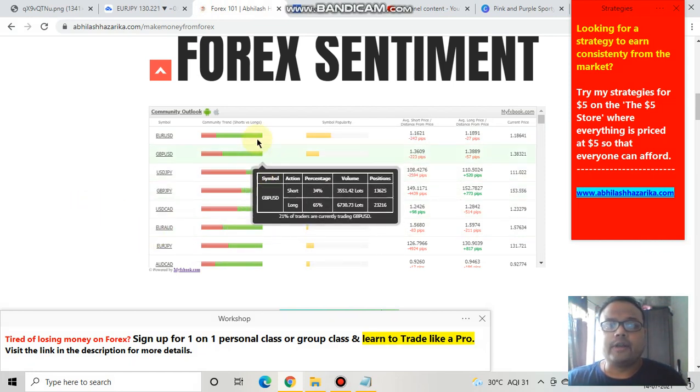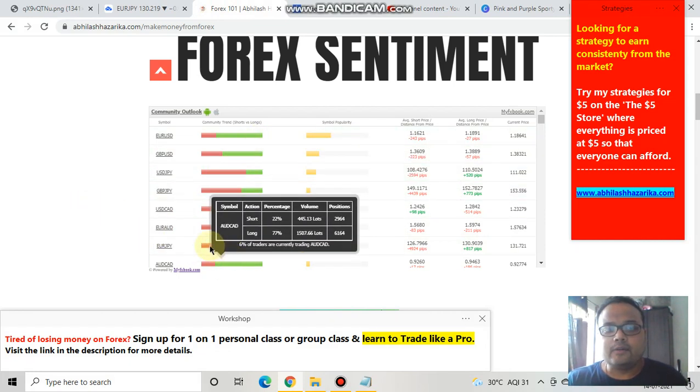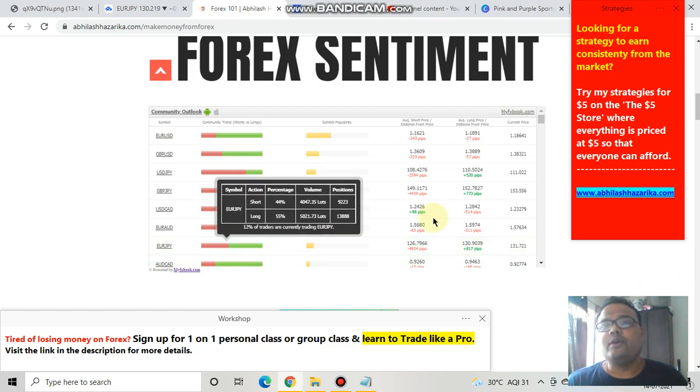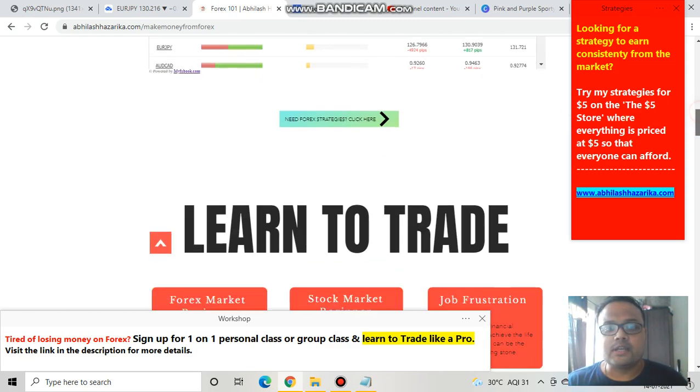And if you go to the forex sentiment meter, then you can see that retail traders are also very much confused. 44% have taken short position and 55% have taken long position. So retail traders also seem to be very much in a confusing state of mind.